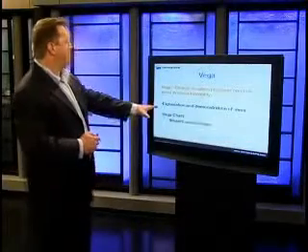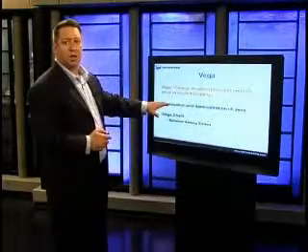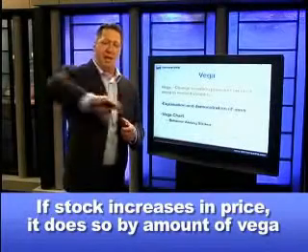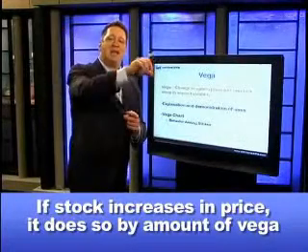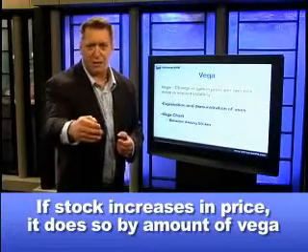Now, when we look at Vega, we have to understand how it actually works. We have to understand that when I'm long an option, I am long Vega. When the stock trades up, my option increases in price. How much? By the amount of Vega. If I'm long an option that's worth $2 and my Vega is 5 cents, I am going to see an increase in volatility taking my option from $2 to $2.05.